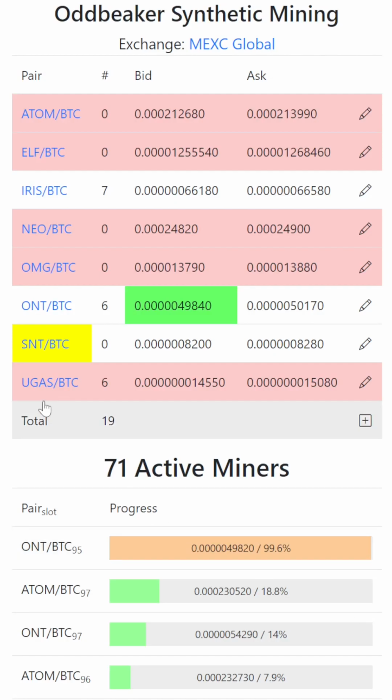In this video, we'll go over all of the things you will encounter while using your synthetic miner. Let's start with the pair list. This is the list of crypto pairs that the synthetic miner is actively trading.